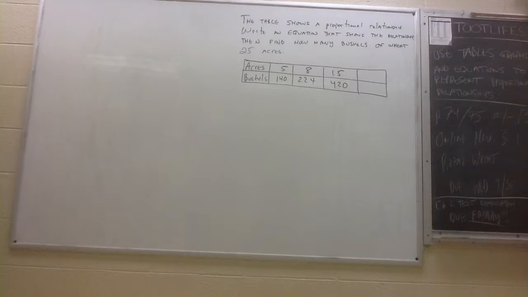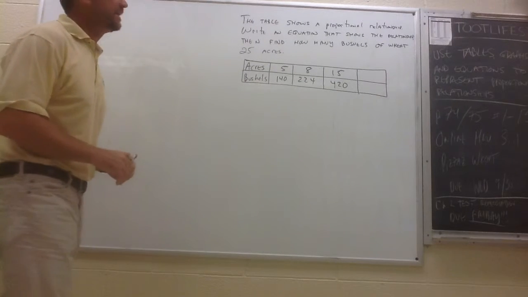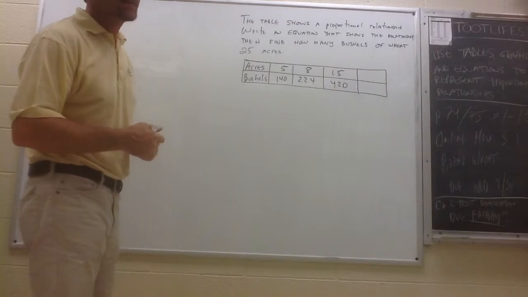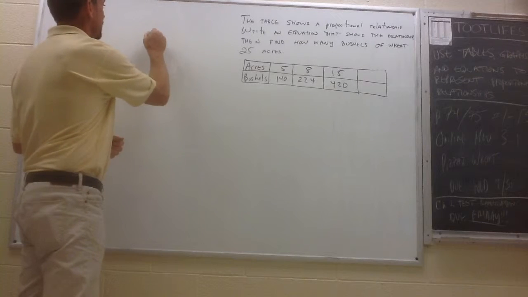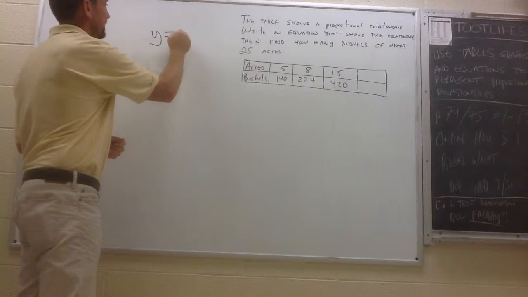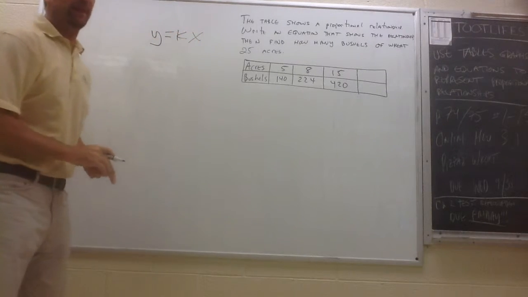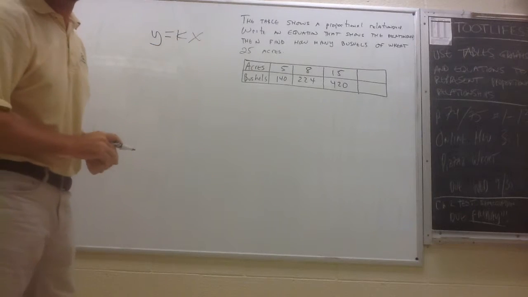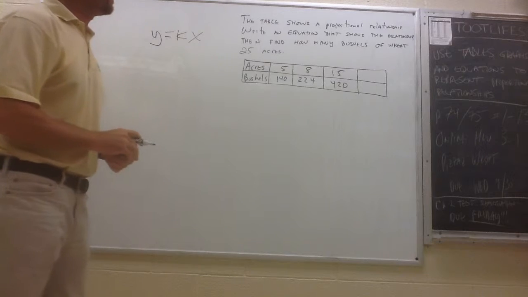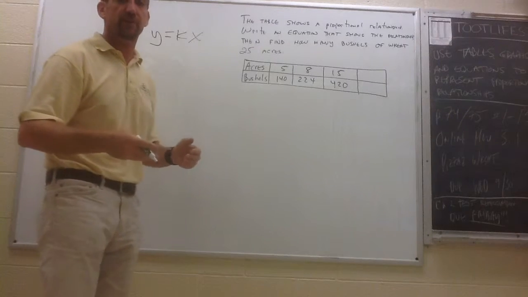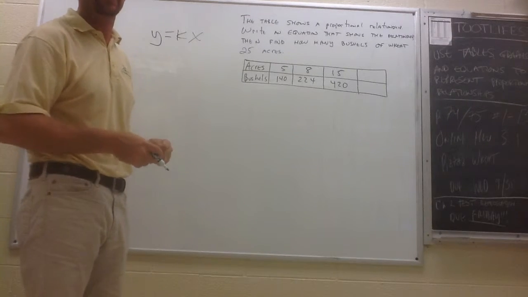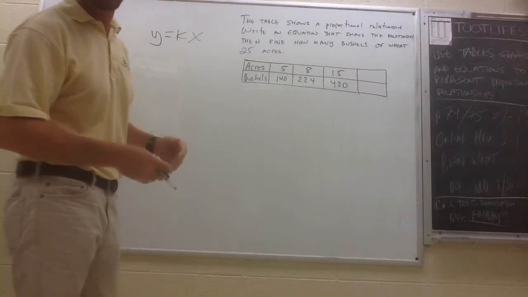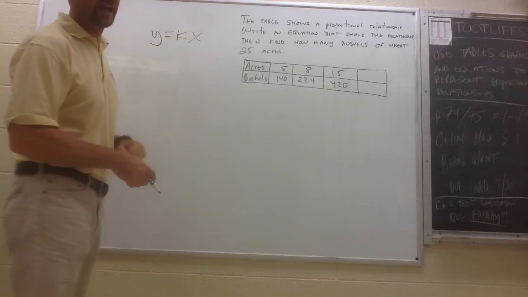Okay, this week we're going to be talking about proportional linear relationships. And proportional linear relationships can always be written in the form y equals k times x. And k is something we call the constant of proportionality. Basically what we're telling you is that there's a constant ratio between the x and the y values. So if two variables have a proportional relationship, the equation can be written in the form y equals kx.